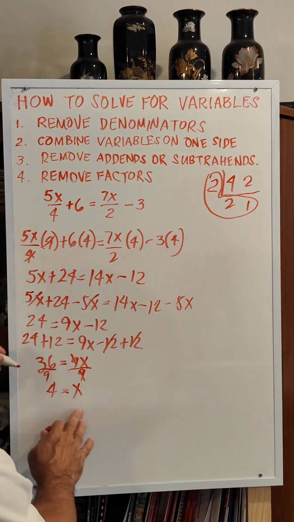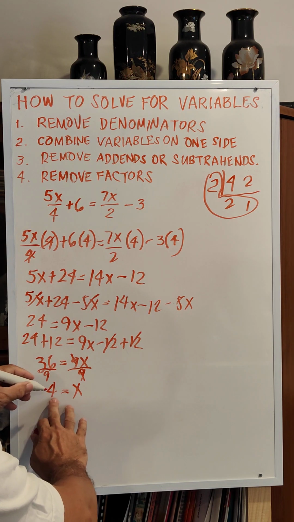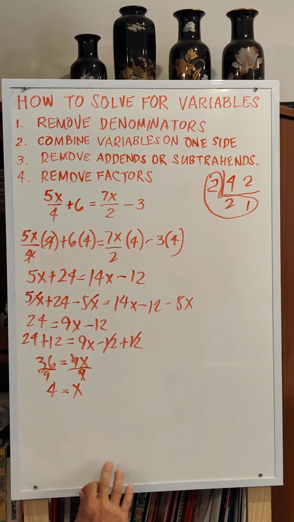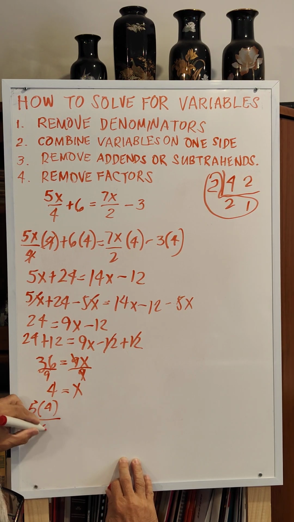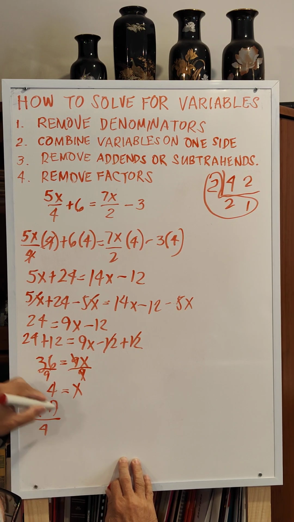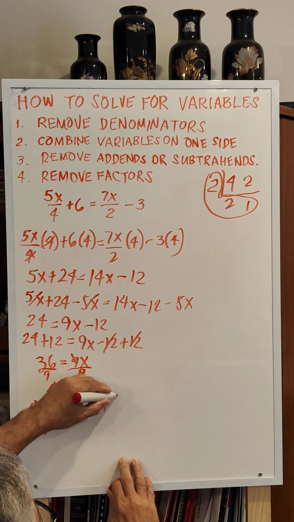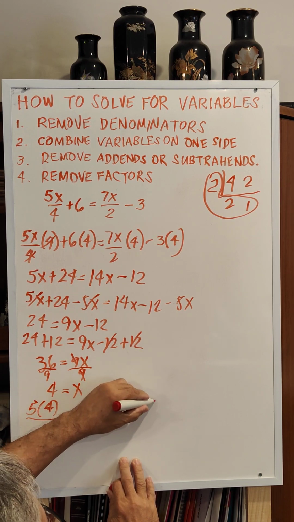So to check if your answer is correct, we have to substitute 4 into the value of x in the original equation. So we rewrite the original equation. X becomes 4 over 4 plus 6. 7x, so 7 times 4 over 2 minus 3.